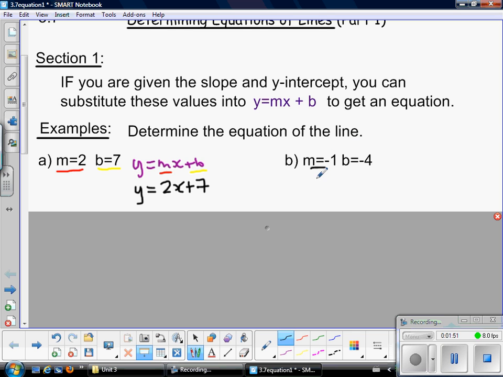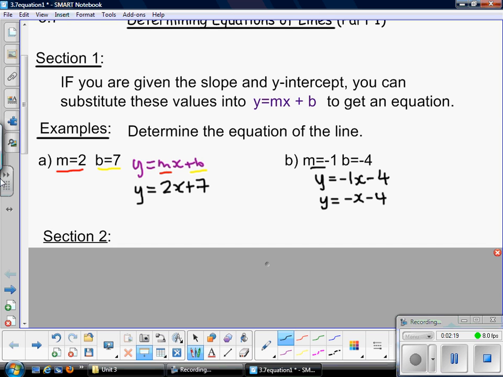Same kind of one here. Here's our slope. So y equals negative 1x. Our y-intercept is negative 4 this time. Now, this one isn't in good communication form because remember, we don't usually put a 1 in front. So I would just finish it by going y equals negative x minus 4. And that way I would have very good communication marks.